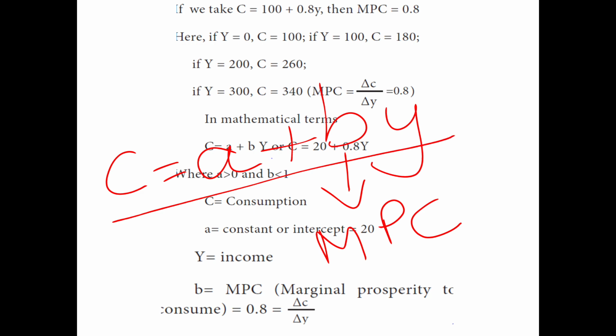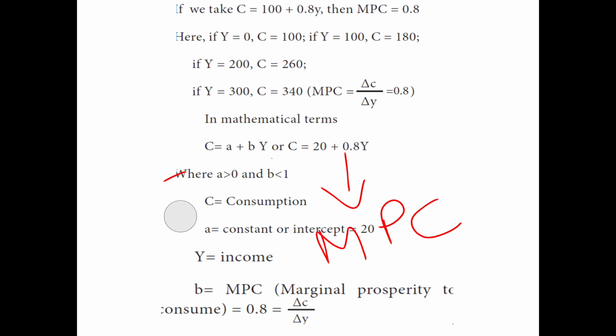So this is the consumption formula. What is the consumption formula? C is equal to A plus BY. What does B represent? MPC, that is marginal propensity to consume. This is the basic or fundamental formula that you should know.